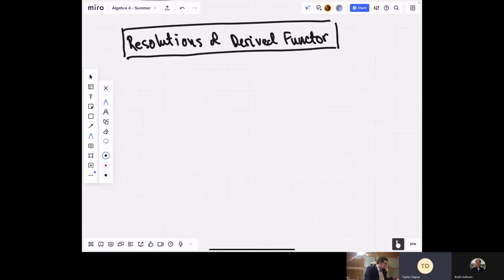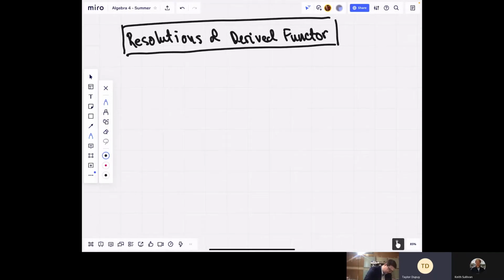Okay, so let's do some resolutions. So definition. So a left resolution. So let M be an R module. So this actually works in any abelian category. So one thing you have to worry about is these things existing. Okay, so we're just going to assume they exist.